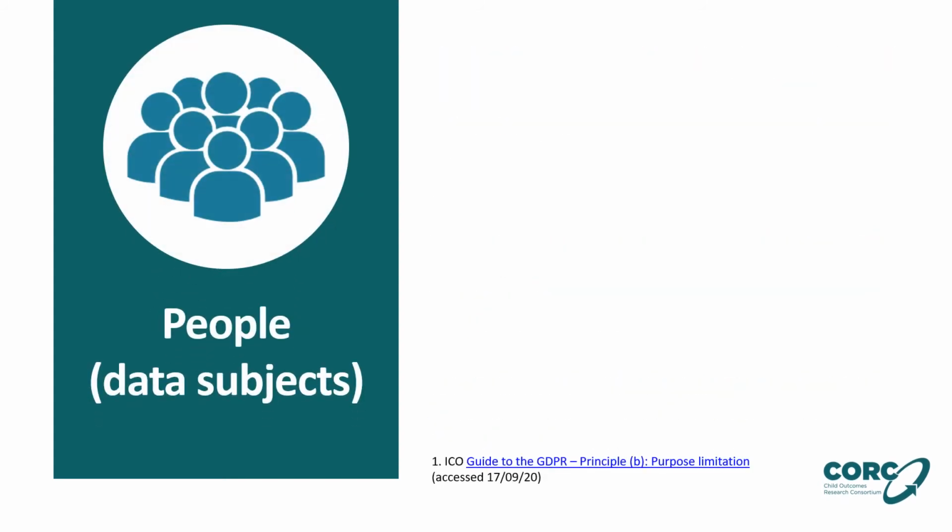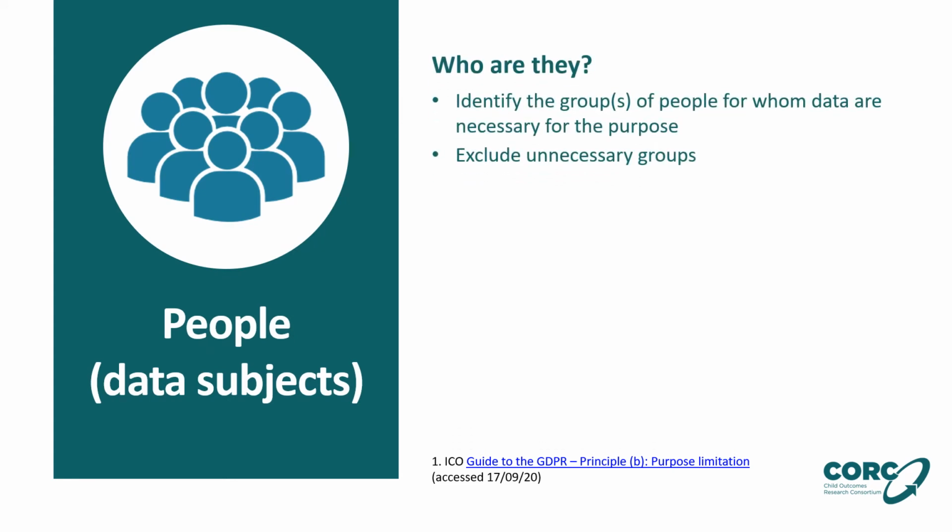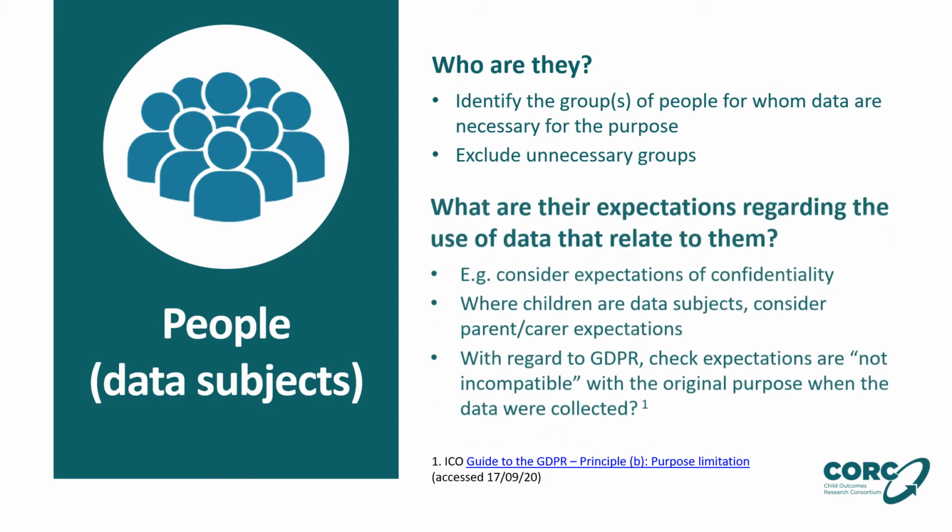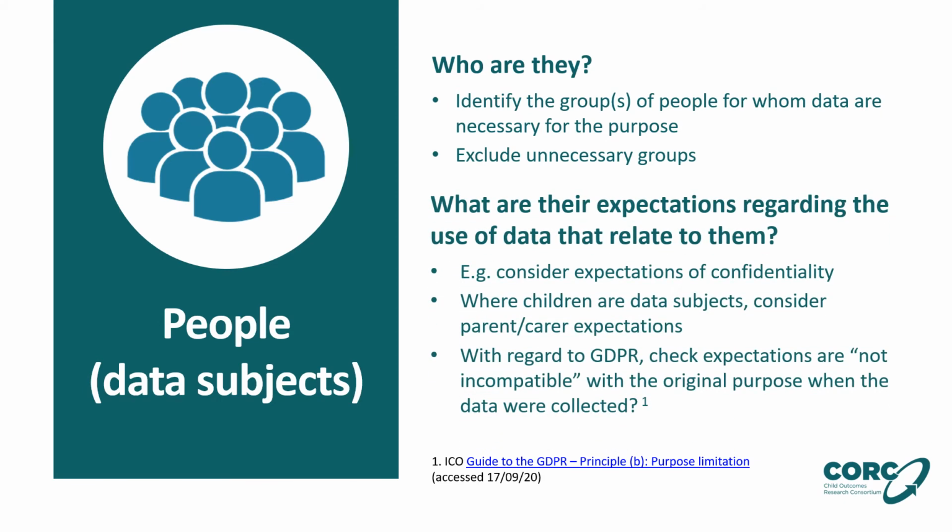The second area involves identifying exactly which people the data to be shared relate to. For privacy reasons, it's important to be precise here and to exclude any unnecessary groups. It's useful to consider what the expectations of the data subjects are for the use of data that relate to them, including any expectations about confidentiality. To establish what these are, it may be valuable to revisit any information or privacy notices provided to the data subjects about how the data would be used.